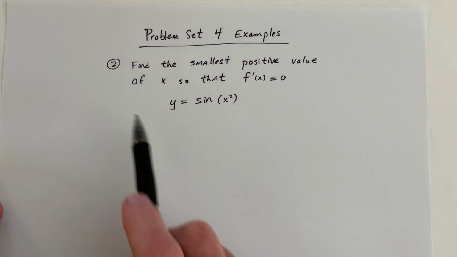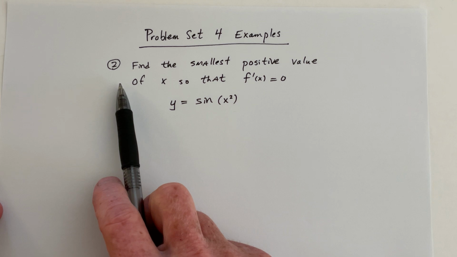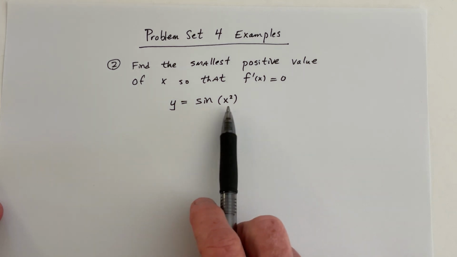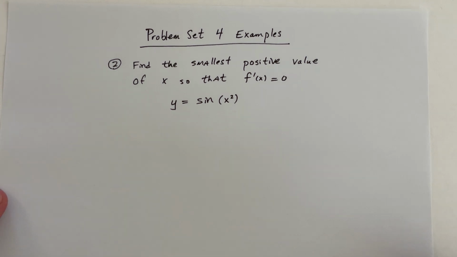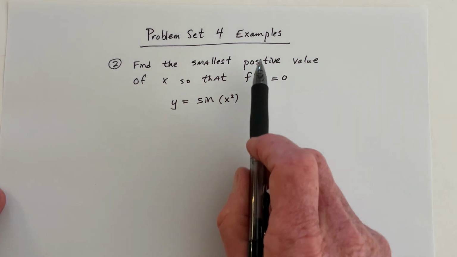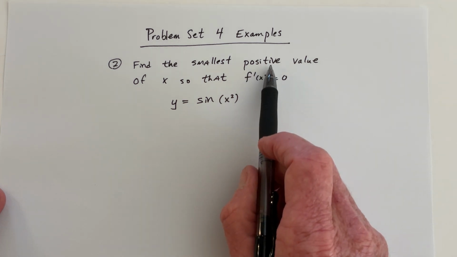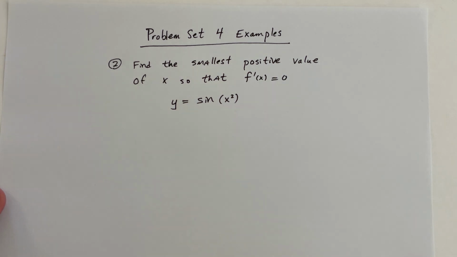Here's some examples. I'm going to do one that's similar to number 2, although number 2 has several parts, but here's one that's similar, then one that's like number 3, and one that's like number 4. So first of all, take the derivative and then find out the smallest positive value, so not 0, but bigger than 0, where the derivative equals 0.